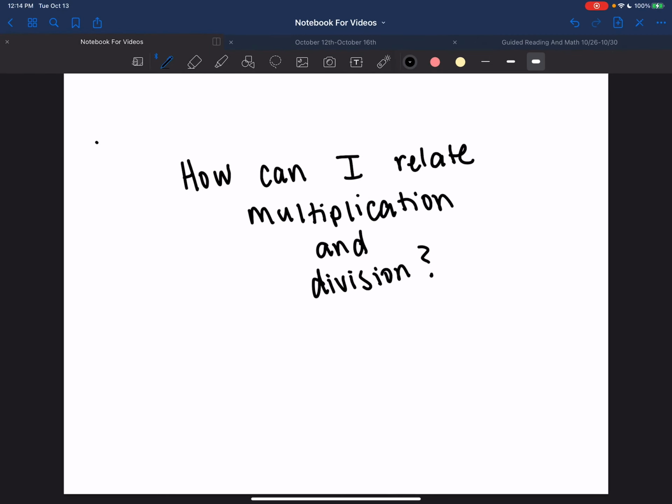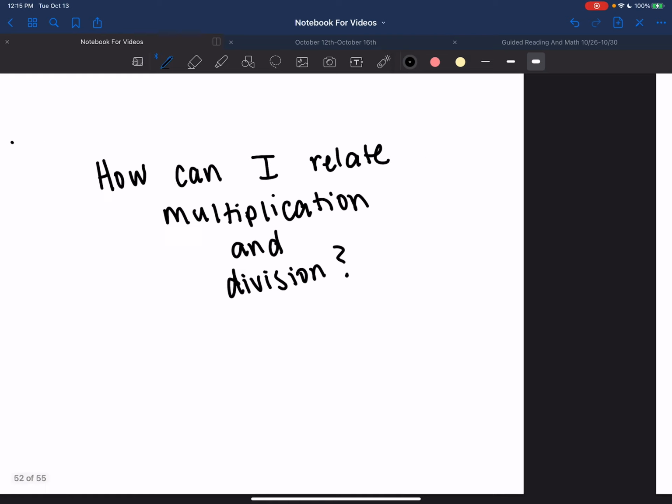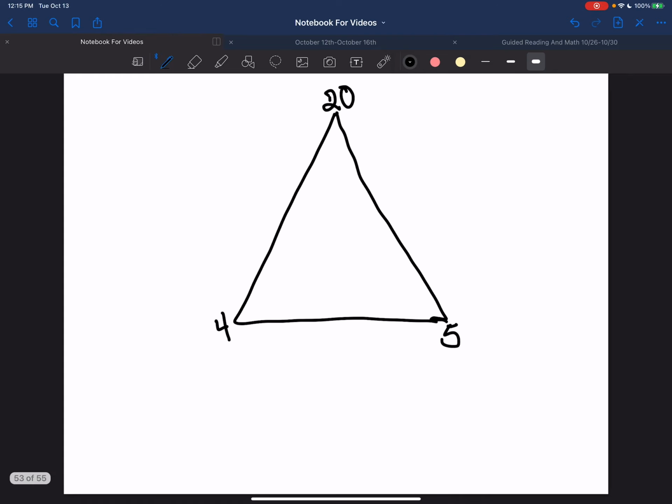Hi everyone, today we are going to be working on relating multiplication and division. So our EQ is how can I relate multiplication and division? We are going to be working with something called fact families. You may have heard of fact families in the past talking about addition and subtraction, but today we're going to be talking about multiplication and division.